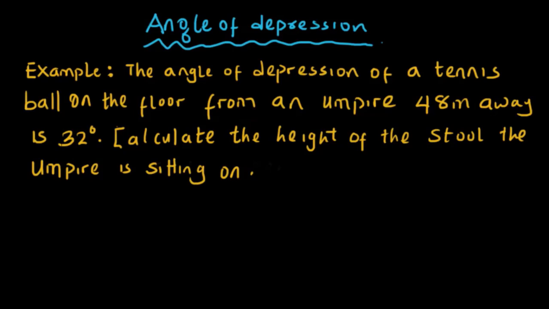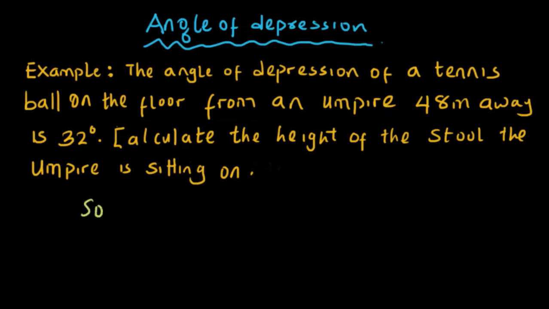In this video, we are going to be looking at angle of depression, and the best way to explain it is to take an example. Now we've got this example. The angle of depression of a tennis ball on the floor from an umpire 48 meters away is 32 degrees. Calculate the height of the stool the umpire is sitting on.